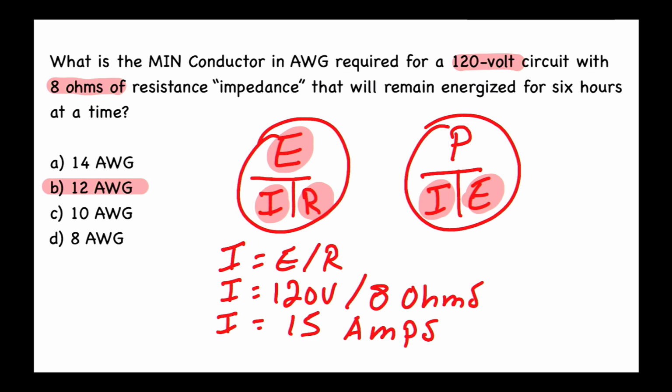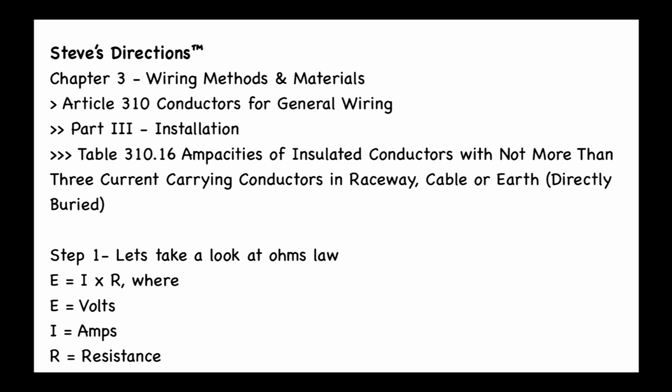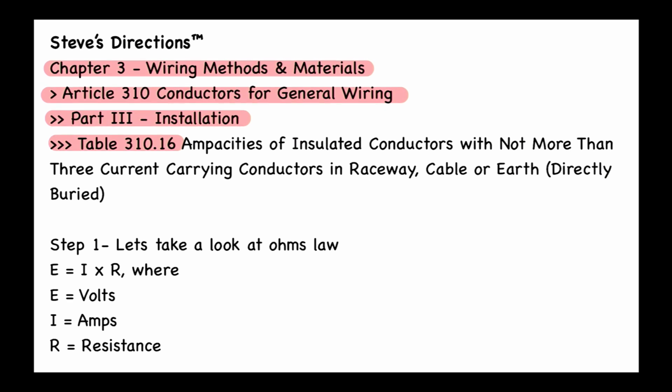So let's take a look in our book and see how we solve this problem. Eventually we're going to get to Article 310, called Conductors for General Wiring. That's within Chapter 3, Wiring Methods and Materials. We're going to find Part 3 in Article 310, called Installation. And then we're going to find Table 310.16. That is going to be our ampacity table that we're going to be looking at for this exercise.